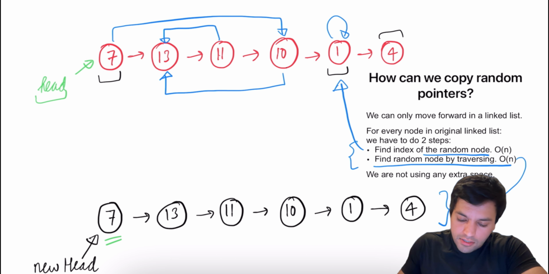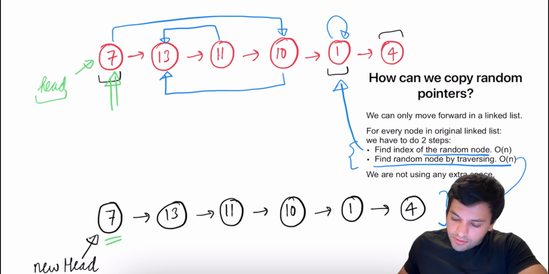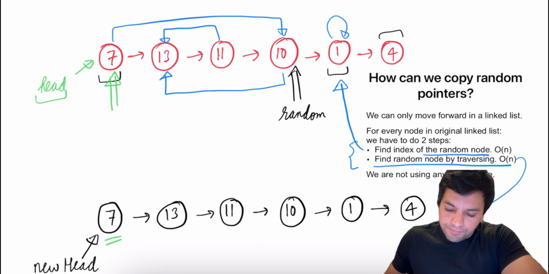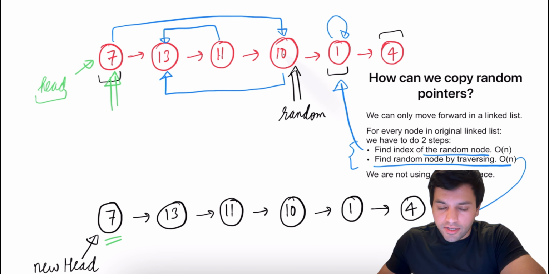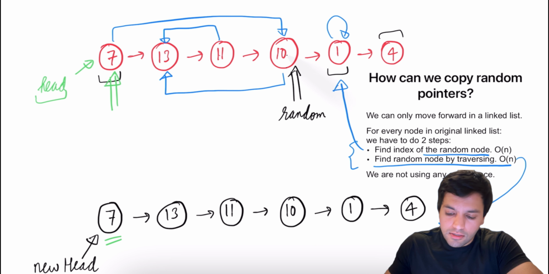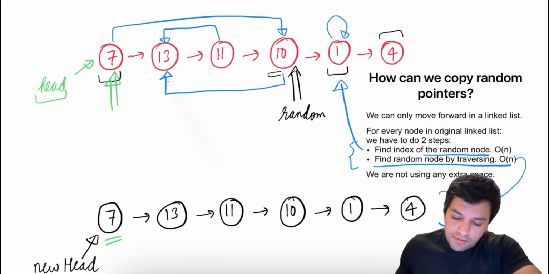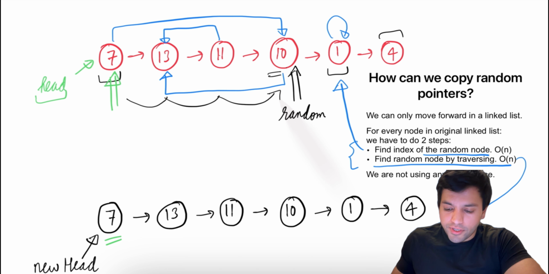Initially, if we are starting at node 7, 7.random is pointing at node 10. We call it random, and we have to find the index of this node 10. We can get this node 10 in constant time by just referencing 7.random. Now we have to get the index. To get this index, we need to iterate from the head of the linked list and count the number of steps. So it's going to be 1, 2, and 3 steps to reach node 10.